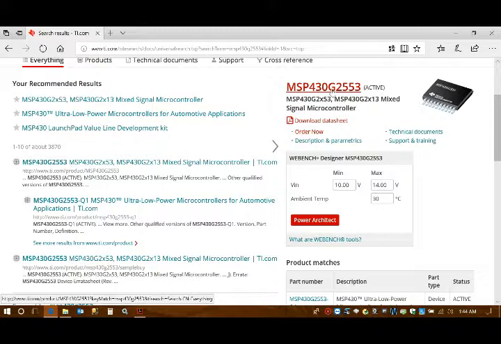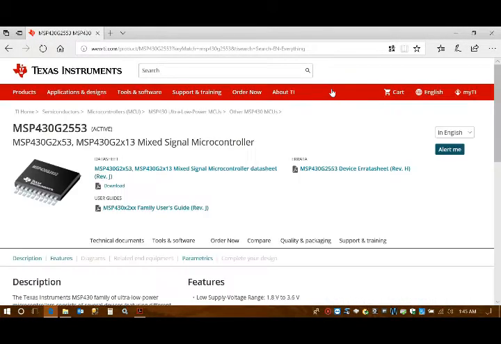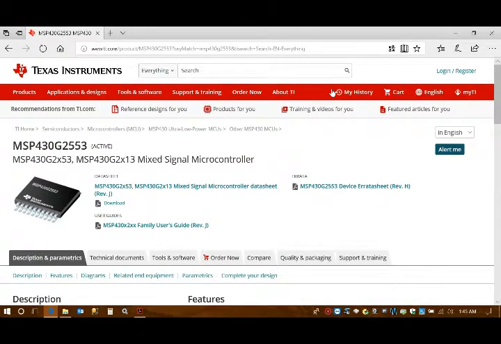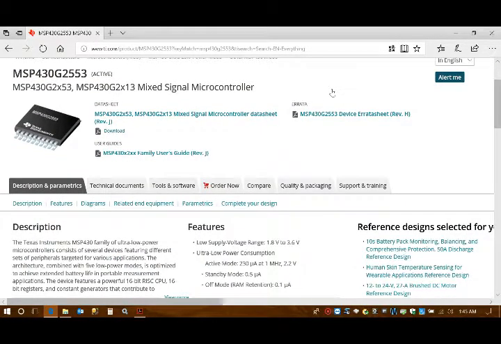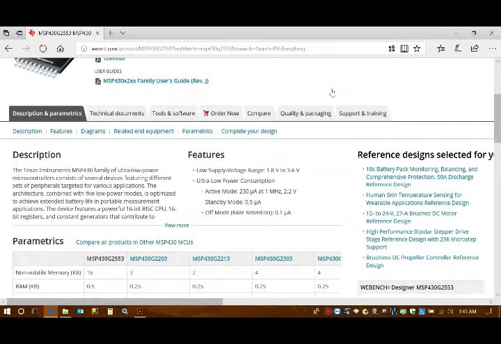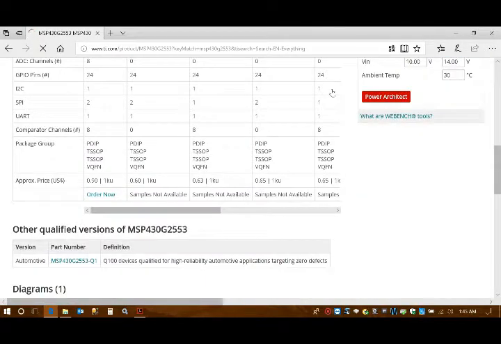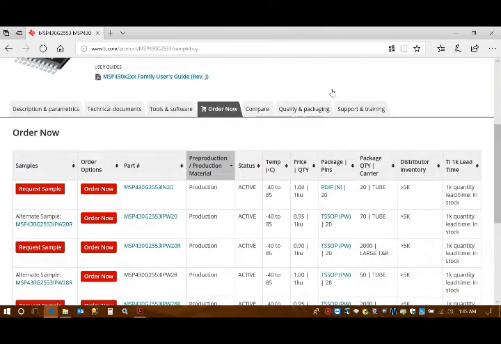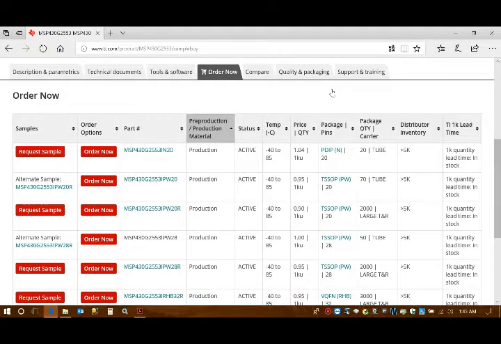I won't go into detail of this particular processor right now. Just have an overview of the processor. We are going to use this microcontroller for our particular project. This is not the actual package which we are going to use. We are going to use the PDIP package. You will see over here, we are going to use the PDIP package. That is this one.